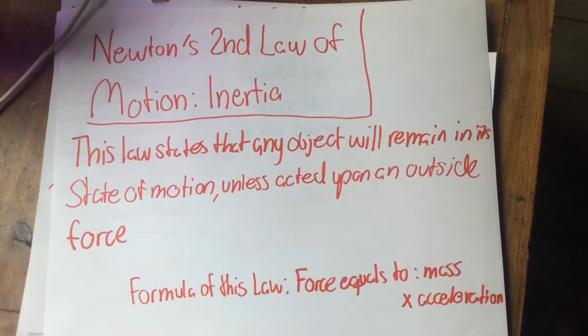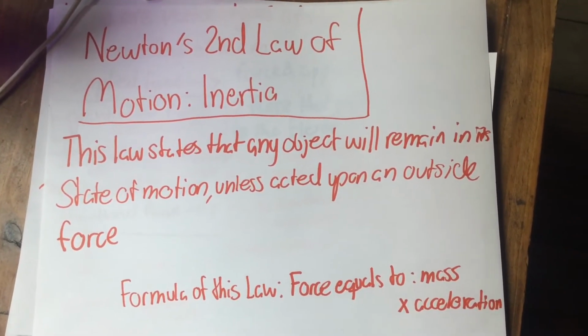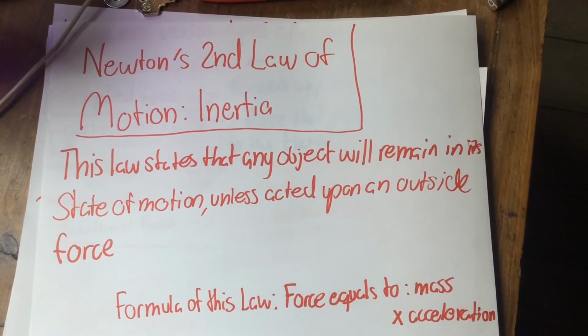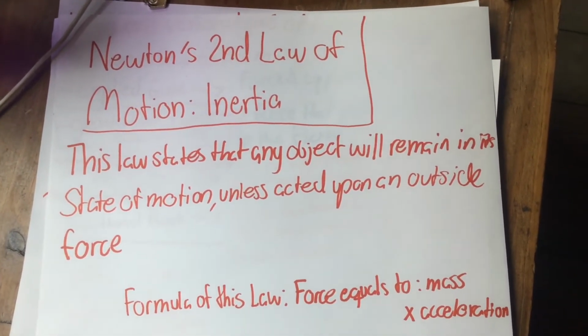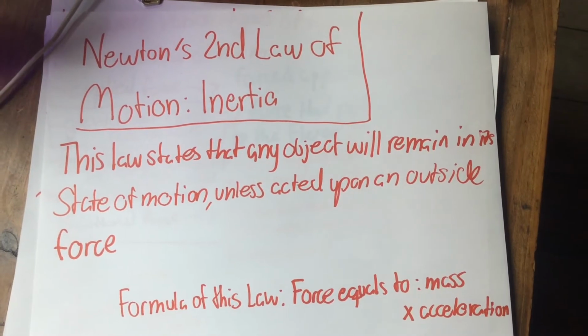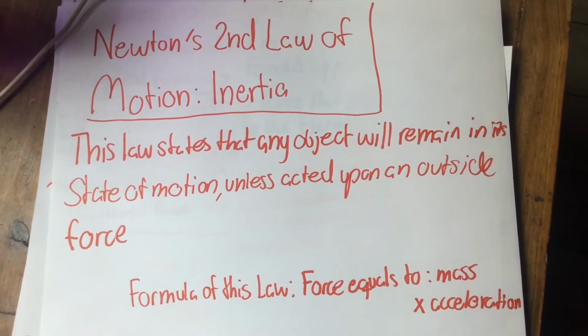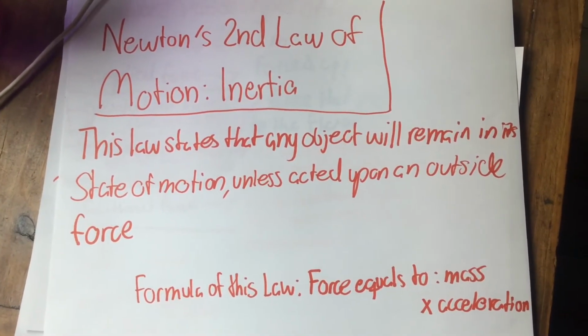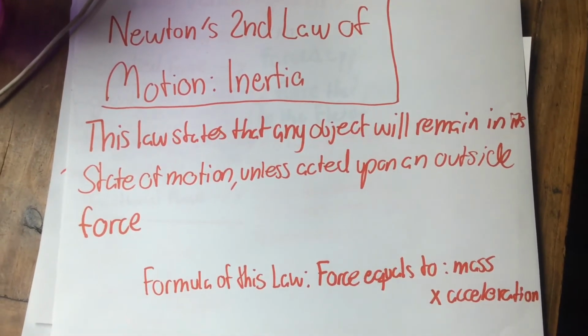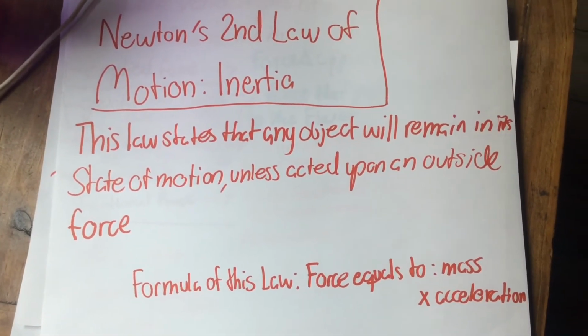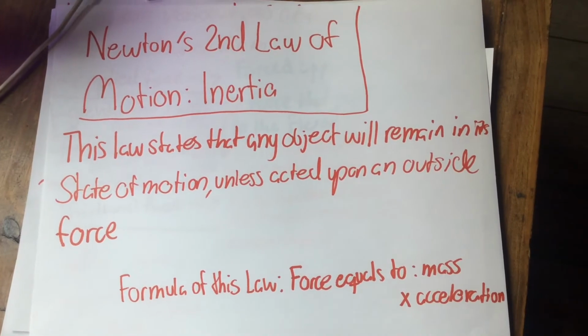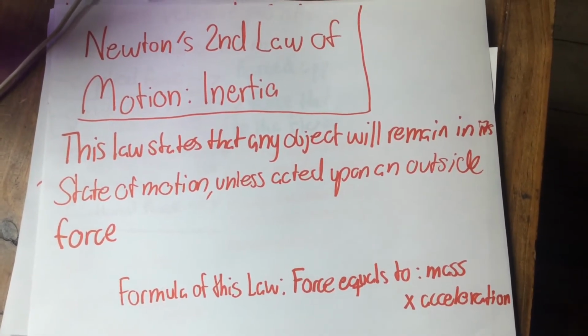So now I'm going to talk about Newton's second law of motion, which is inertia. This law states that any object will remain in its state of motion, regardless of whether it is at rest or in motion, unless it is acted upon by an outside force. The formula of this law is force equals mass times acceleration.